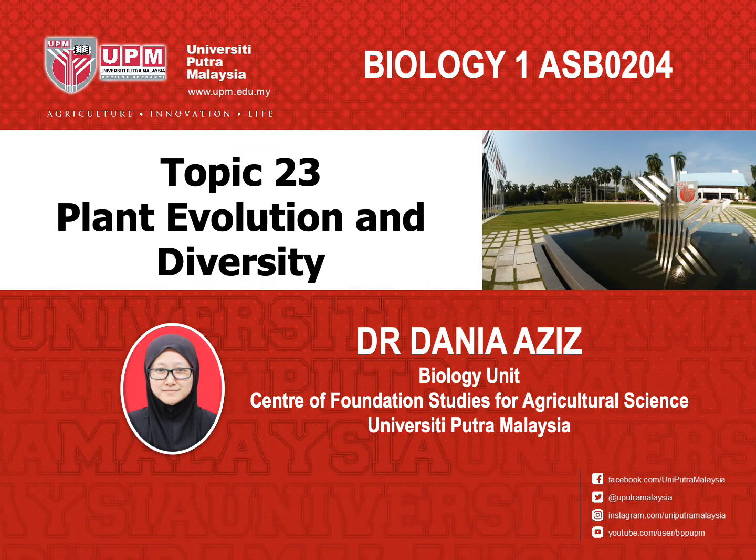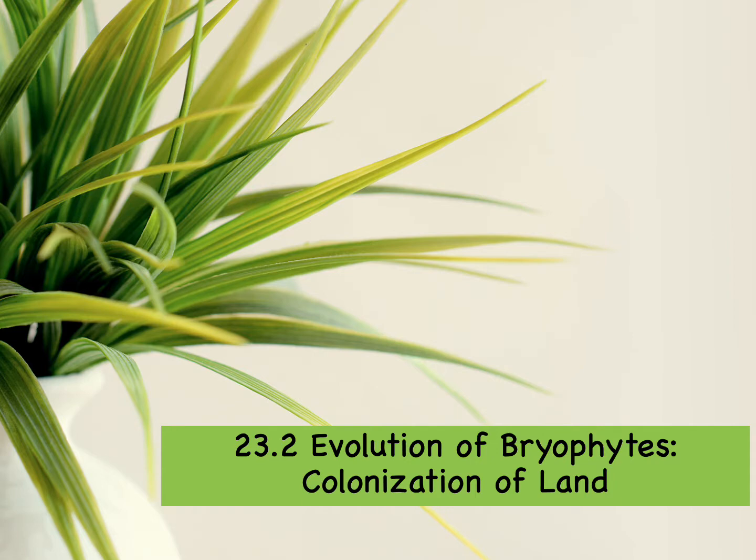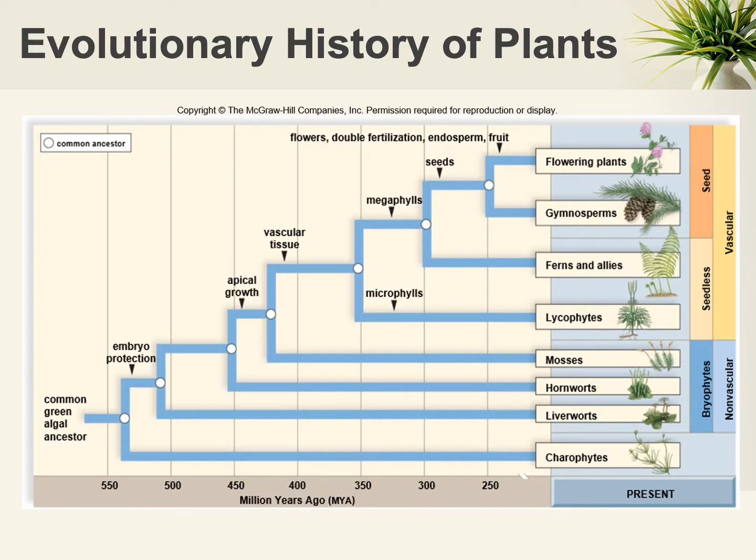So we'll still be on topic 23, which is plant evolution and diversity, but today we will be covering two subtopics from this plant evolution. The first subtopic will be 23.2, which is the evolution of bryophytes, the colonization of land. So here we will be covering bryophytes, which are non-vascular plants.